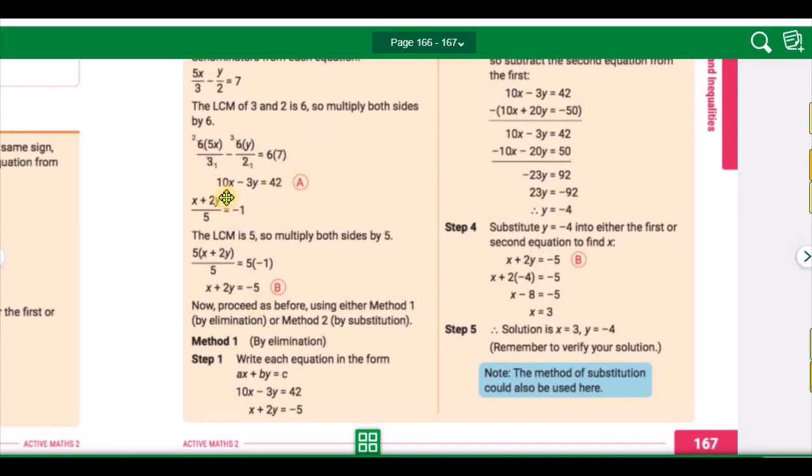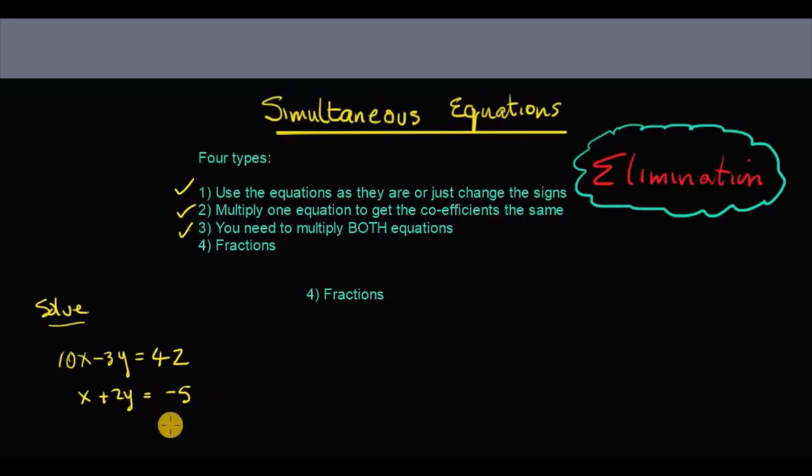In other words, you have 10x minus 3y is equal to 42. Let's write that down. And the second equation is x plus 2y is equal to minus 5. Let's write that down. And as you can see, we're now in a similar position where you can multiply this equation here by 10 or by minus 10 to eliminate x's, or you can multiply this by 2 and this by 3 to eliminate y's. Maybe just multiply this by negative 10 to eliminate the x's, because then you're only multiplying one equation.